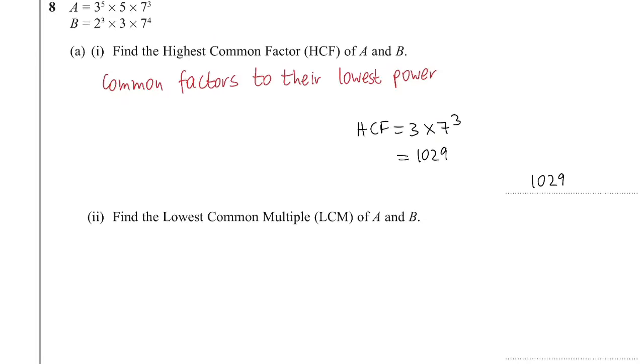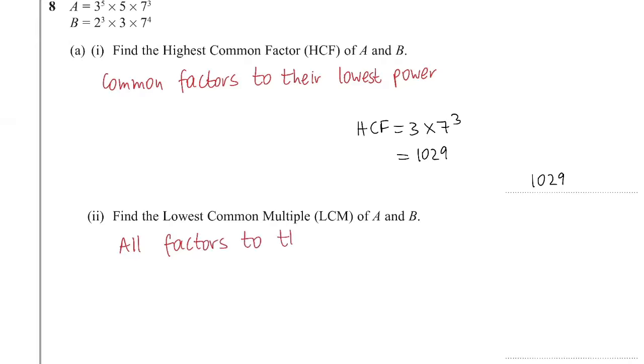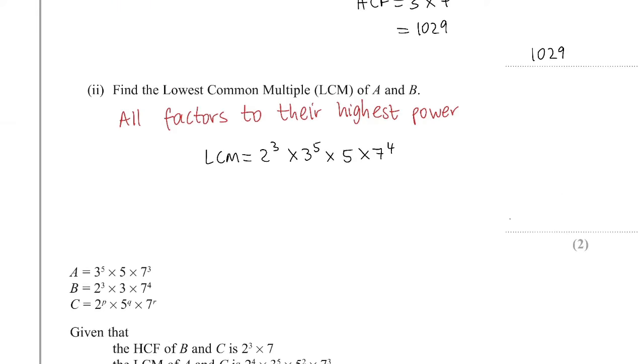And for the lowest common multiple, we pick all factors to their highest power. So in our case, it would be 2 to the 3 times 3 to the 5 times 5 times 7 to the power of 4. And it's okay to leave it like that. It's a huge number. So it's okay to leave it like that.